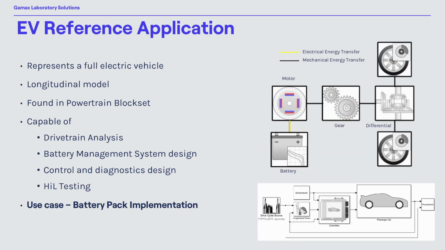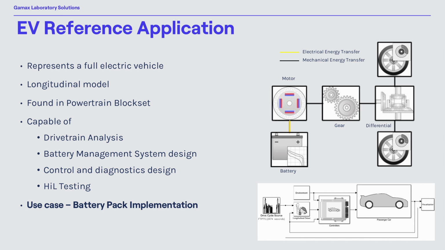which is an electric car, and it represents a full electric vehicle. And it can be found in the powertrain block set. So this is a pre-built example that we will modify during our example. And this model is capable of drivetrain analysis, battery management system design and test, and control and diagnostics design, and also supports hardware in the loop simulation. You can see the architecture of the whole model on the right. So we have a battery and electrical energy transfer between the battery and the motor, and we have mechanical energy transfer between the electric motor and the rest of the drivetrain.